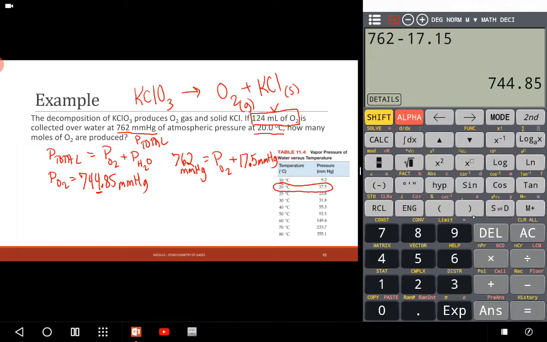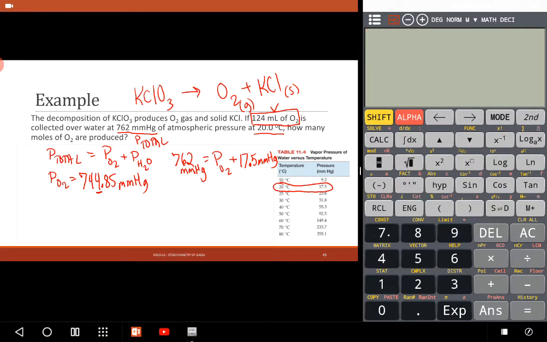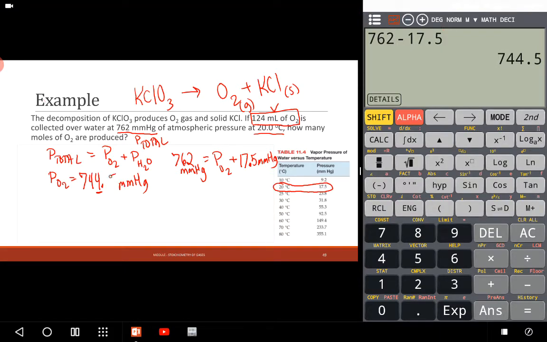Nope, I did not type that in right. That is 762 minus 17.5. I had an extra 1 in there. That's 744.5 millimeters of mercury. That makes a little bit more sense. I was wondering how I subtracted a 1/2 and ended up with an 8. I had to double check my calculator entry.